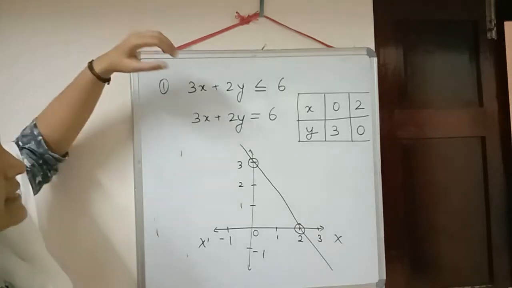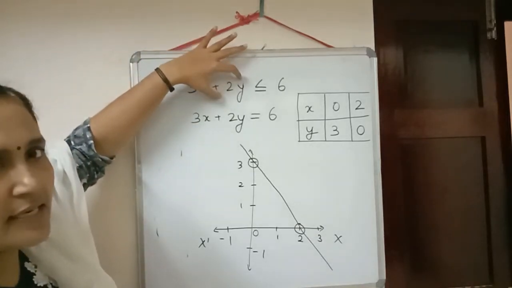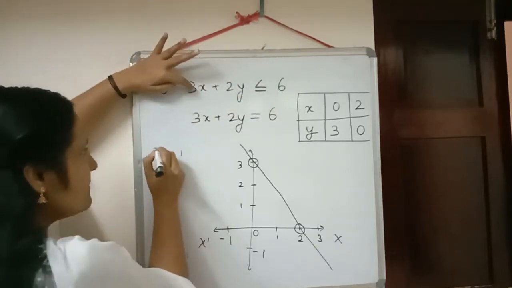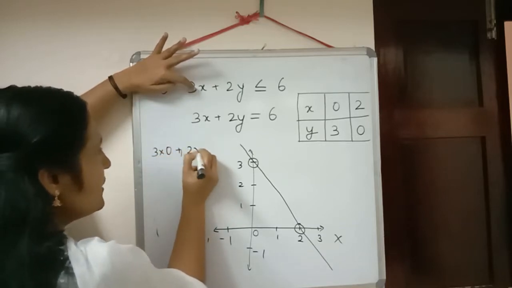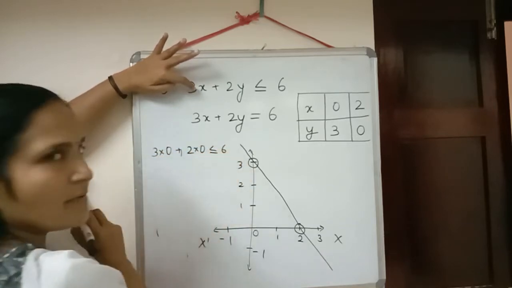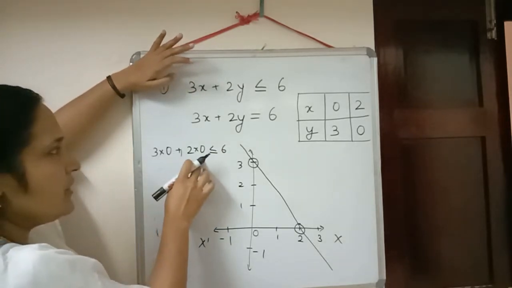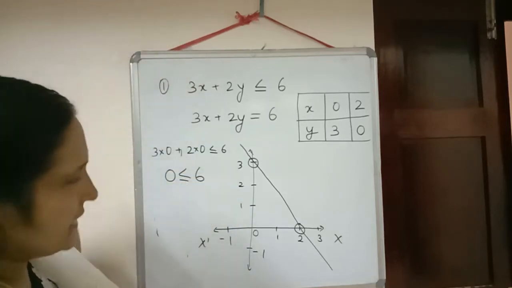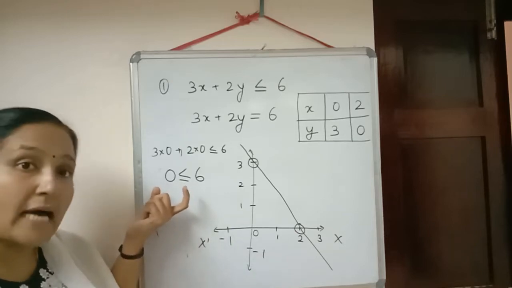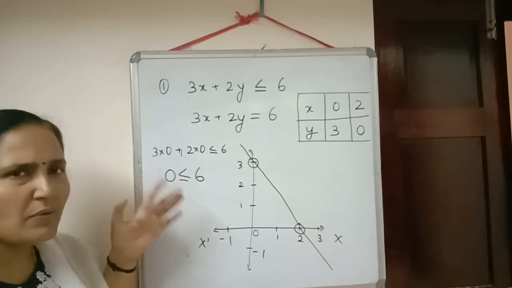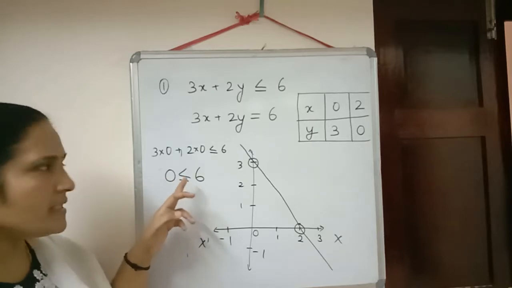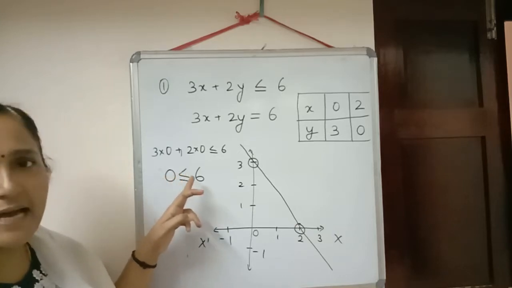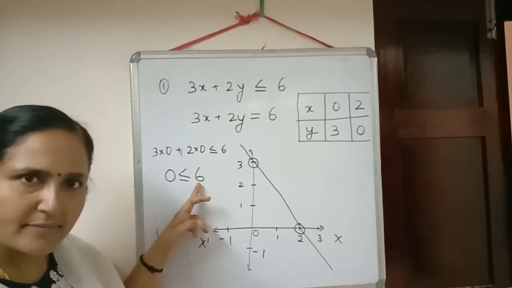Now what we have to do? Substitute x equal to 0 and y is equal to 0 in the given inequation. So I am going to substitute there just to check. 3 into 0 plus 2 into 0 less than or equal to 6. 3 into 0, 0. 2 into 0, 0. 0 plus 0, 0. 0 less than or equal to 6. Now just say whether it is correct or not. It cannot be equal to 6, but the condition is either it will be less than or equal to 6. So 0 less than 6. It is correct, right? Yes.